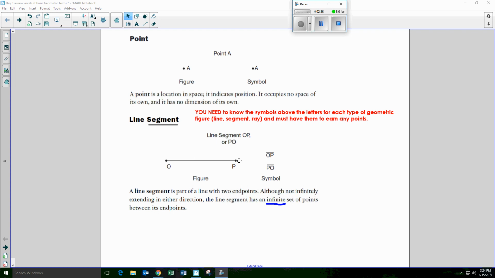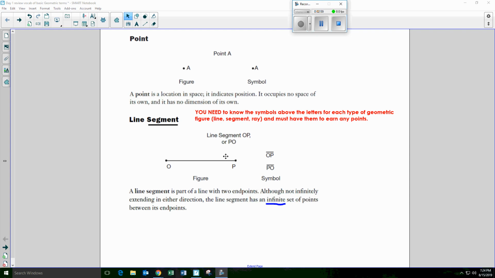A segment has 2 endpoints. There are no beginning points in math. They always call them endpoints. They end there. The symbol for a segment is a segment symbol. You put it above the 2 letters, the 2 endpoints. If it's a segment, it doesn't matter if I call it segment OP or segment PO. That's why they're both here.